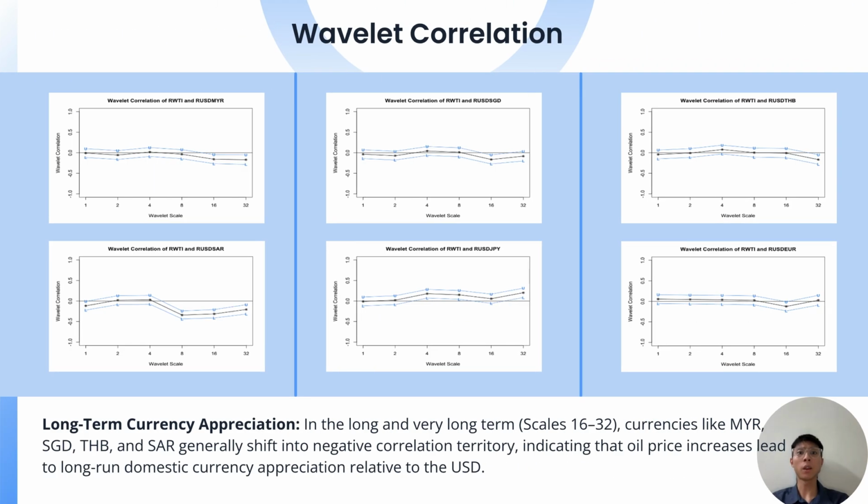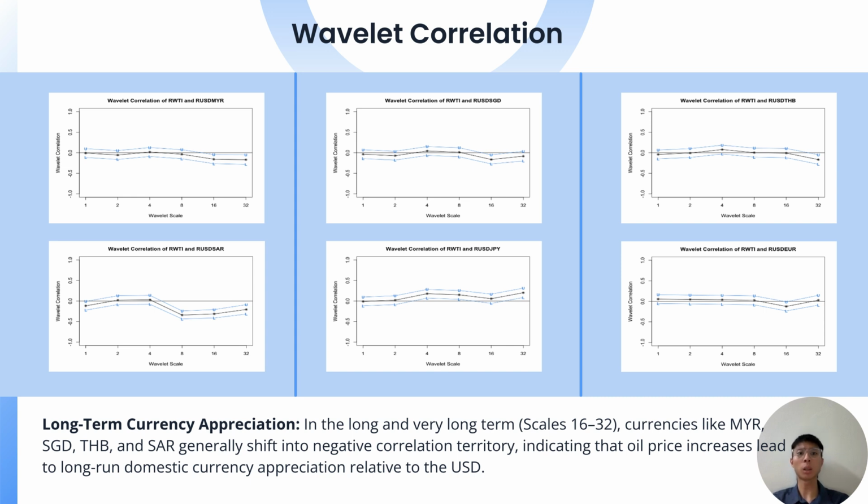Next, it's the wavelet correlation. The wavelet correlation allows us to break down the oil and the foreign exchange relationship across different time scales, ranging from short-term up to very long-term horizons at scale 32. So across most currencies such as the ringgit, Singapore dollar, Thai baht, and Saudi riyal, we can observe that the relationship is virtually zero or weakly negative in the short to medium term. However, as we extend into the long and very long-term scales, the correlations consistently shift into negative territory.